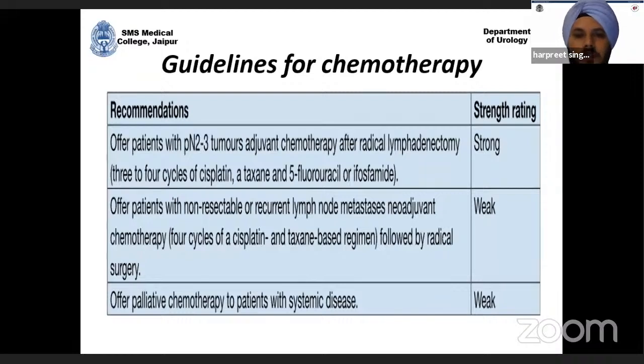These are the guidelines for chemotherapy according to the EAU. N2 and N3 tumors should be given adjuvant chemotherapy after radical lymphadenectomy, 3 or 4 cycles; this is strongly recommended. In patients with non-resectable or recurrent lymph node metastasis, neoadjuvant chemotherapy should be given, followed by radical surgery; this is weakly recommended.